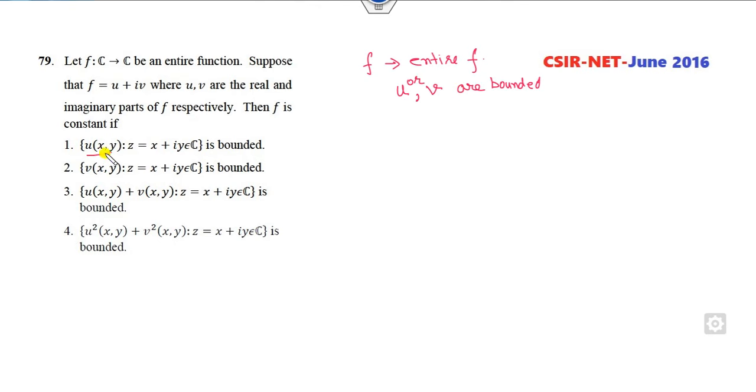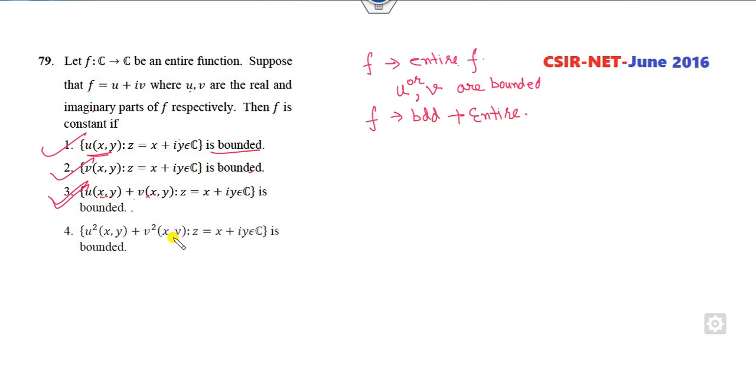So look at that. What is u? It is my real component, and it is bounded. It means it's a constant. V, fine. The sum of two bounded functions is bounded, so it is also bounded. It means f, which is u plus v, is bounded. F is bounded and f is my entire, so it means it is a constant.